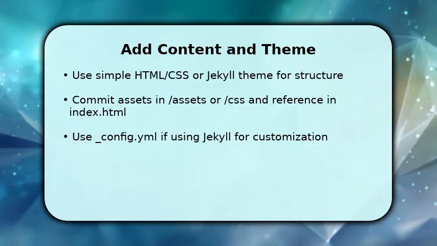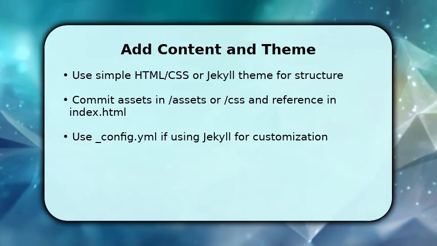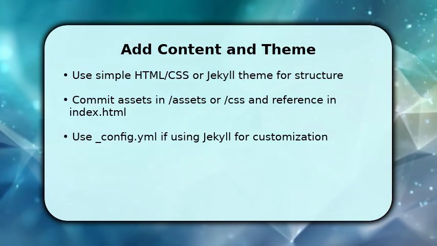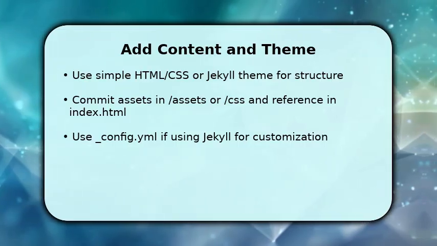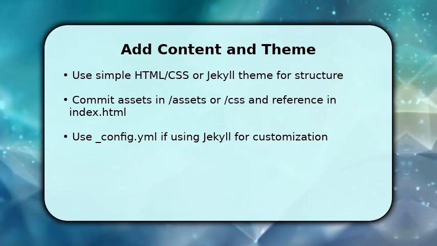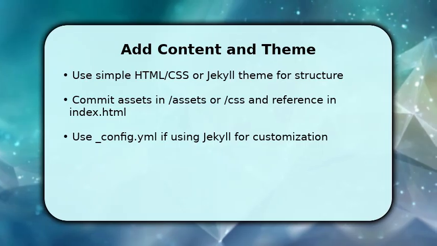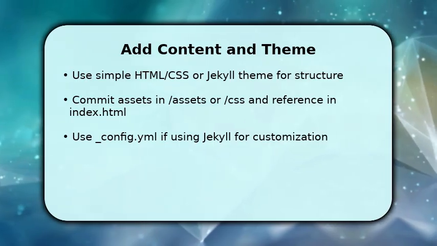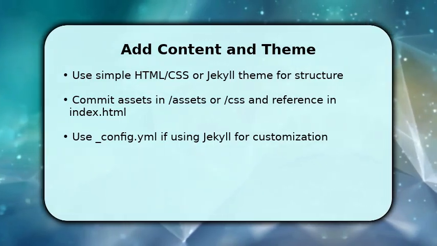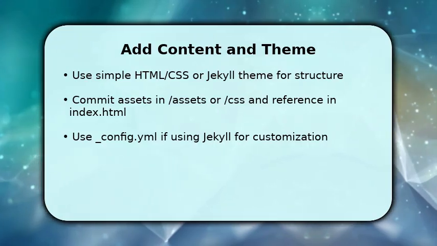Next, create the visible site. Write concise HTML and add a CSS file under assets or css and reference them from index.html. If you prefer faster styling, enable a Jekyll theme and add a config.yml to customize title, navigation, and plugins. Commit changes and push. GitHub Pages will rebuild the site.